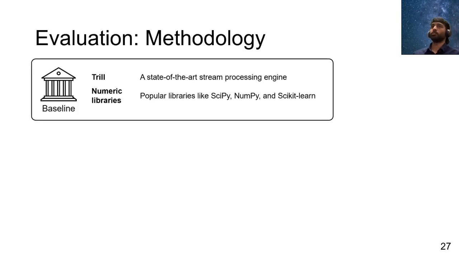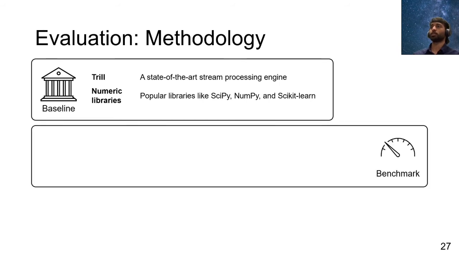We evaluate LifeStream and compare it with two strong baselines. Trill is a state-of-the-art stream processing engine specifically optimized for single machine performance. We also compare LifeStream against hand-tuned implementations available in numeric libraries like SciPy, NumPy, and scikit-learn.